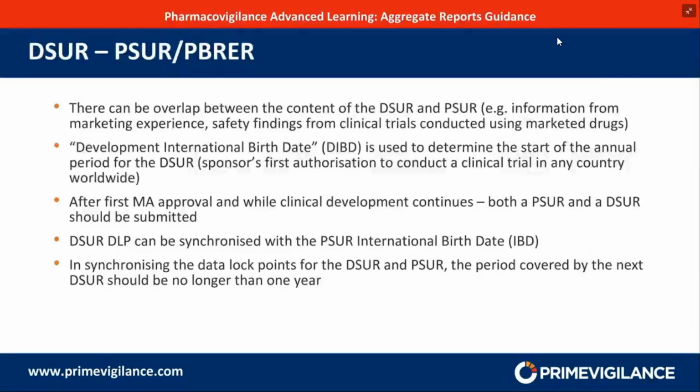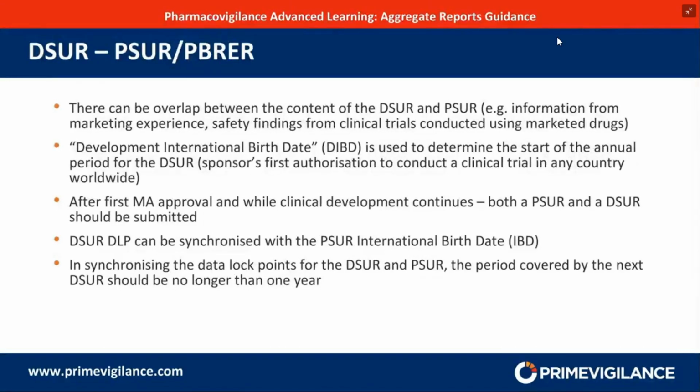For example, information from marketing experience, which is reported in PSUR, might be relevant to clinical development and therefore will be reported in the DSUR. Safety findings from clinical trials conducted using marketed drugs would be included in the DSUR, but would also be important for post-marketing safety and therefore would be reported in the PSUR. But DSUR and PSUR are standalone documents as they focus on different subject matter and have differing periodicities and recipients.